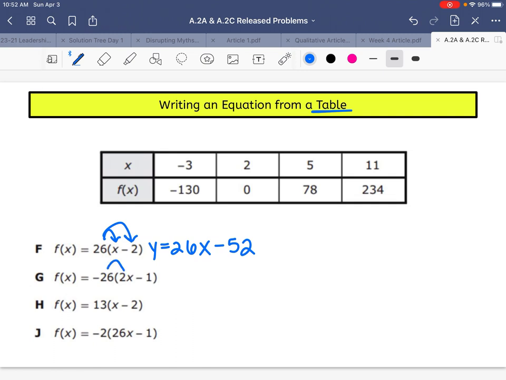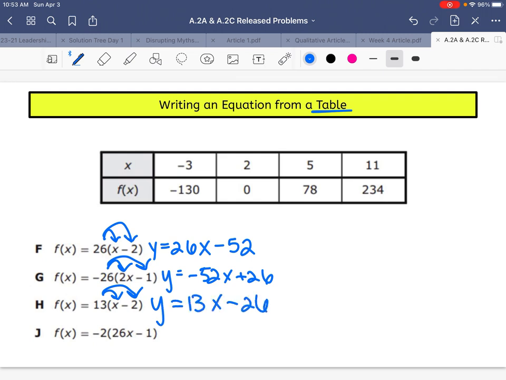When I distribute the negative 26 on answer G, we get that y is equal to negative 52x plus 26. For h, we distribute the 13 to get that y is equal to 13x minus 26. And then for j, we distribute our negative 2. So we get that y is equal to negative 52x plus 2. So now that I've simplified my answer choices into something that I can understand in slope-intercept form, where I can identify what my m is and what my b is. Remember, m is slope and b is y-intercept.